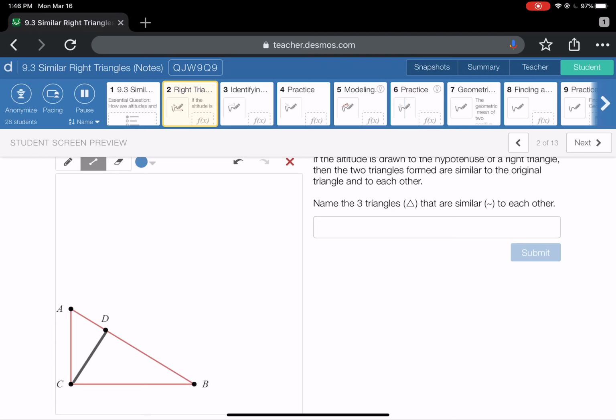So we have our large triangle, which is here in red, ABC. Then we also have two other triangles that are formed. One small triangle here, say ADC, and then we have another triangle that I'm going to trace in green here from D to C to B. Okay, so DCB. Those are the three triangles that are similar to one another.